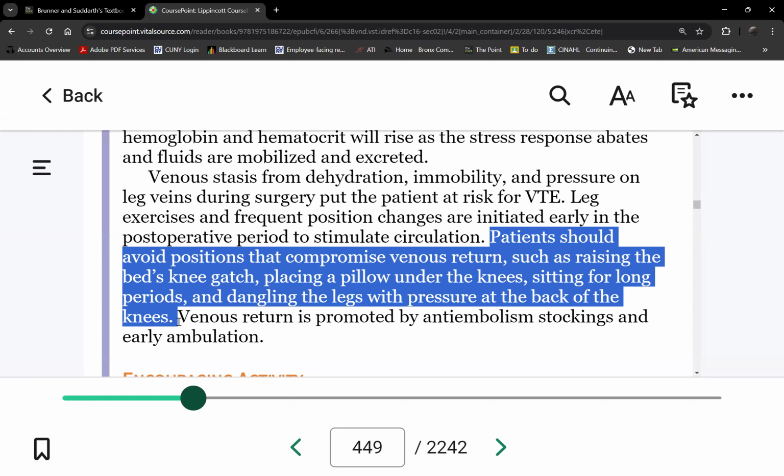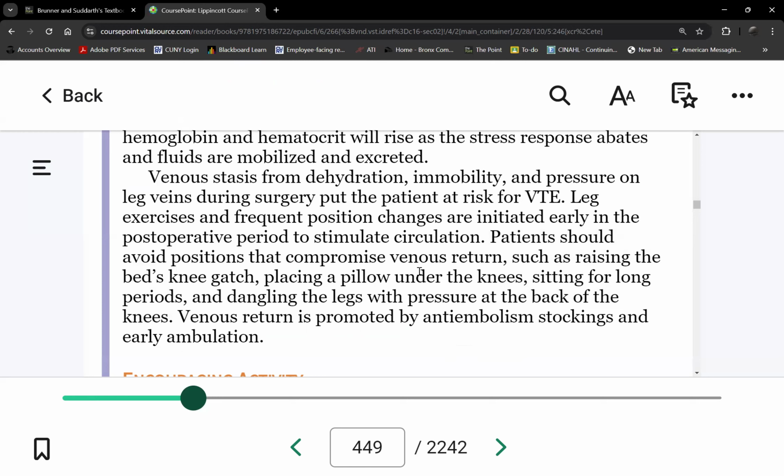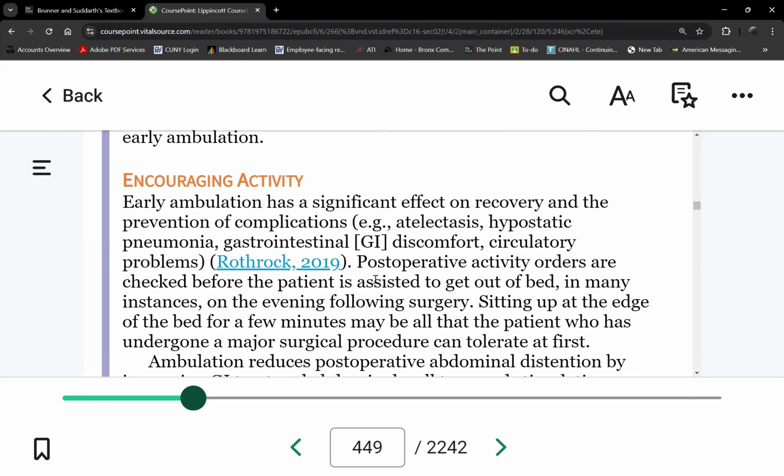Patient should avoid positions that compromise venous return, such as raising the bed's knee gatch, placing the pillow under the knees, sitting for long periods, and dangling the legs with pressure at the back of the knees. Are we clear? So do we do any of these? We avoid these, all right? So where do we put the pillow? We can't put it under the knees. We put it on the calf. But avoid the back of the knee because there are blood vessels there. There are arteries there. Arteries and veins run behind your knee.